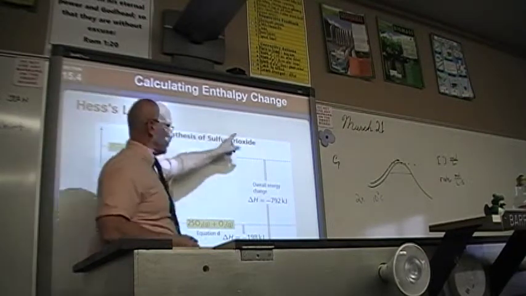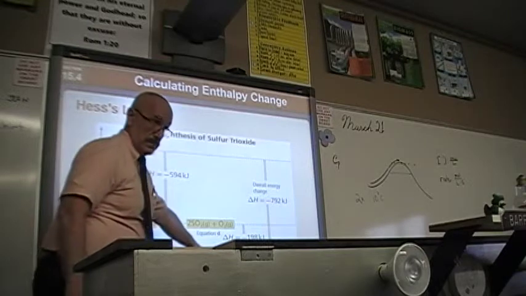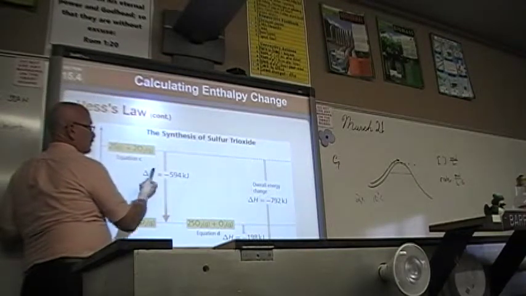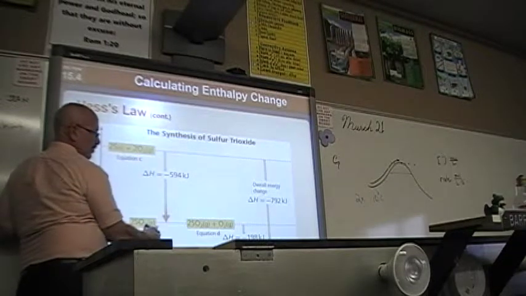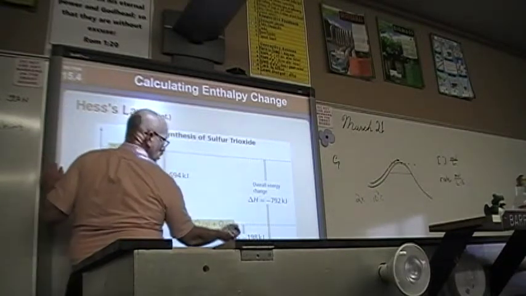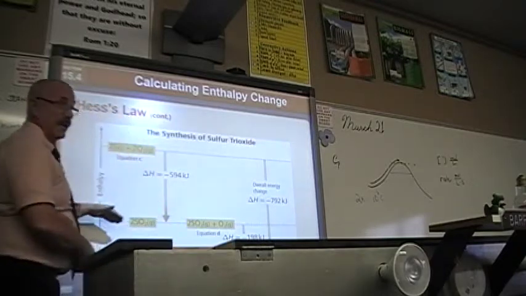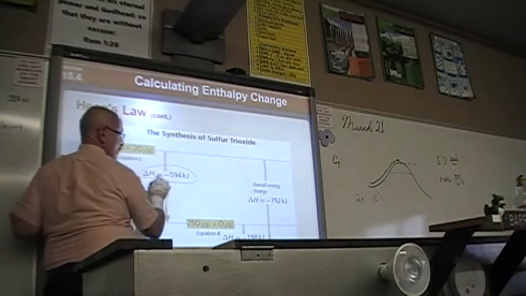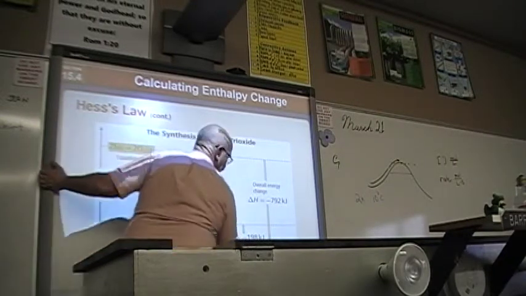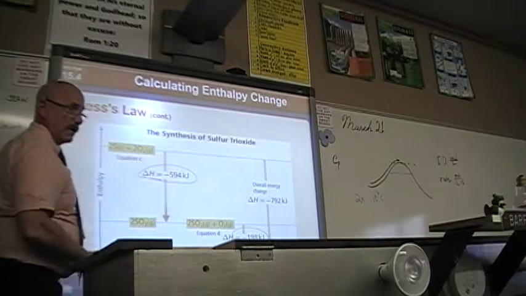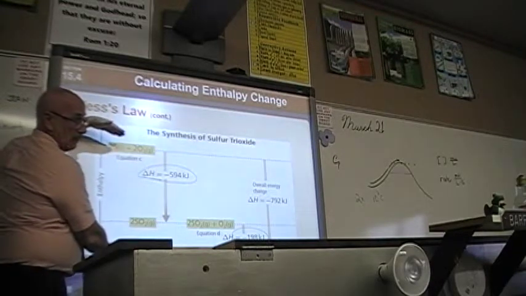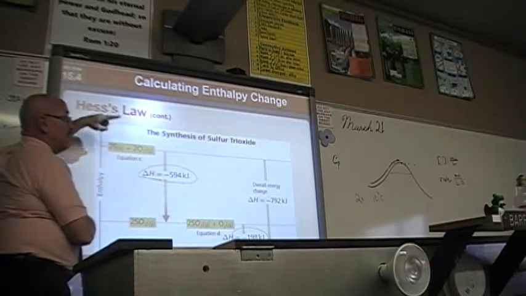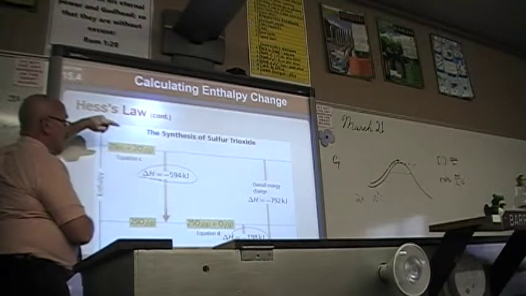If I want to make sulfur trioxide, which is SO3, I have to take S plus O2 and change them into SO2. Then I have to react SO2 with oxygen to make SO3. There's an intermediate step, and the first step has a certain energy associated with it. The second step has a certain energy associated with it. So guess what? How much is the total energy going to take? That plus that, if we balance them. Okay?